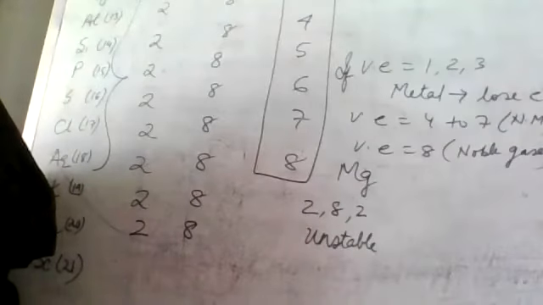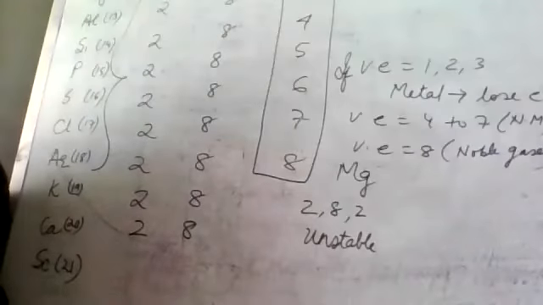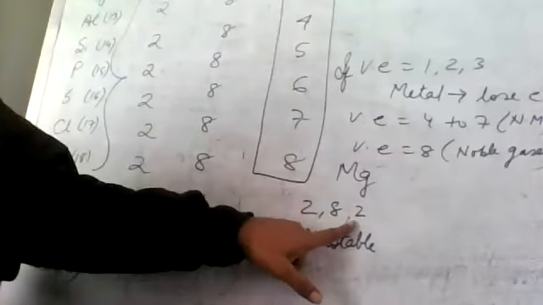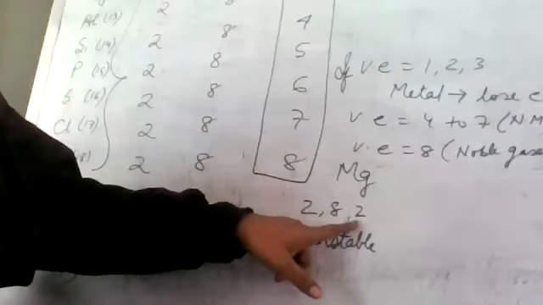Ma'am, because the octet is not complete in the outermost shell. Very good. Everybody knows this thing? Because when the outermost shell contains 8 electrons, what is the game all about? Why are atoms forming ions? Why are atoms forming molecules? Just to become stable, na? So magnesium is unstable because it is having 2 electrons in the outermost shell. So in order to become stable, it has to lose 2 electrons.